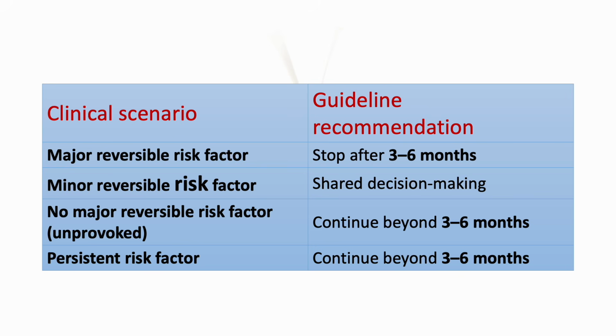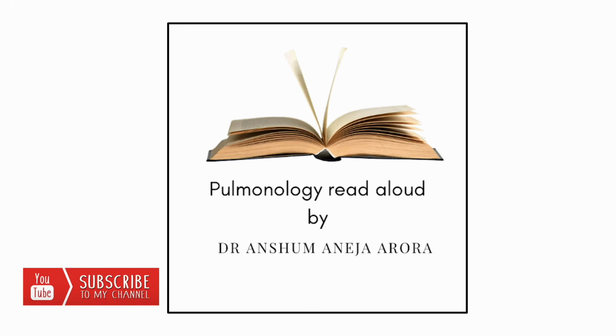So, quick summary before we end. Major reversible risk factor, stop anticoagulation in 3 to 6 months. Minor reversible risk factor, take a decision and stop if possible. No major reversible risk factor and an unprovoked PE, give them extended if possible. Persistent risk factor, definitely give them extended. Preferred drugs, oral drugs. If extended therapy is chosen, reduce their dose and see for recurrence again.